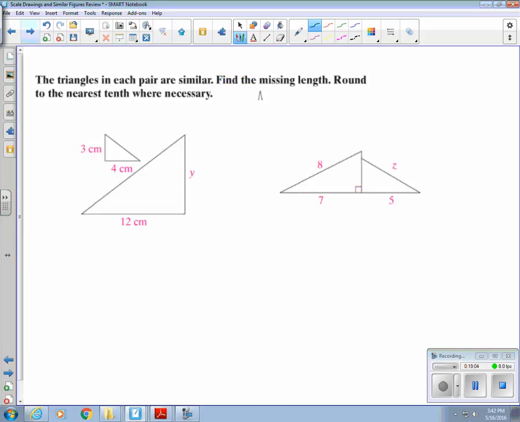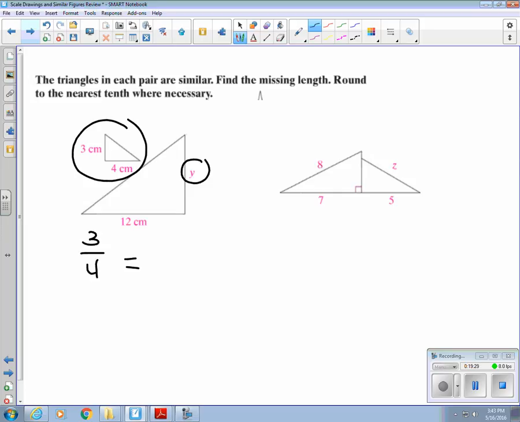Let's take a look at just a couple more of these. So the triangles in each pair are similar. Find the missing length, round to the nearest tenth if necessary. So let's look at the first example here. I'm going to use a proportion to solve this. I'm looking for y. In this triangle, I'm going to use those numbers to form a ratio. So I'm going to say 3 centimeters over 4.